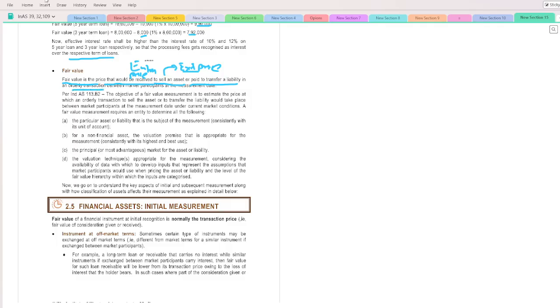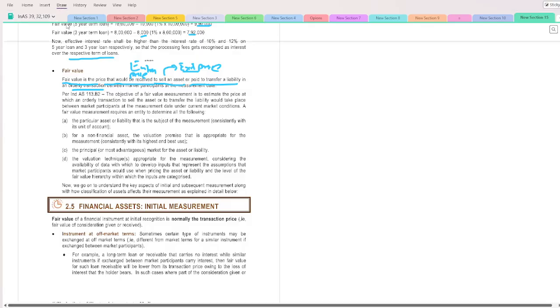Orderly transaction means it should be like your arm's length price. So all these things you will be learning in Ind AS 113. So this is a very important definition, you can say.